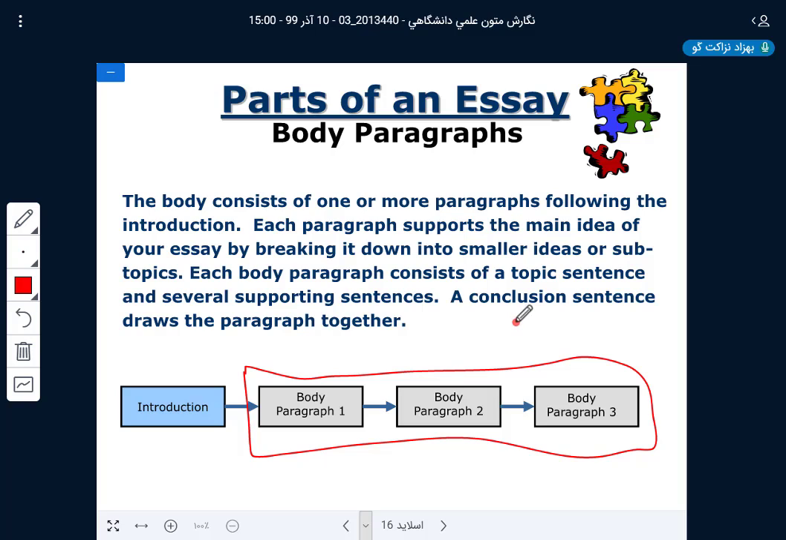I told you each paragraph is I-shaped. It means it has the beginning, mid part, and conclusion.